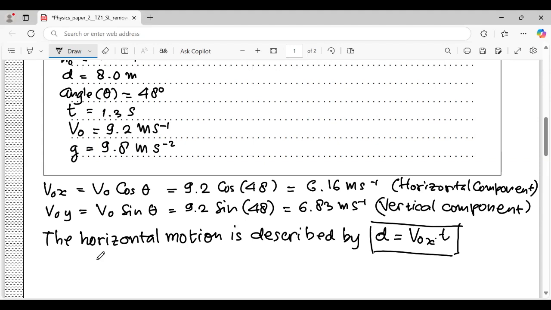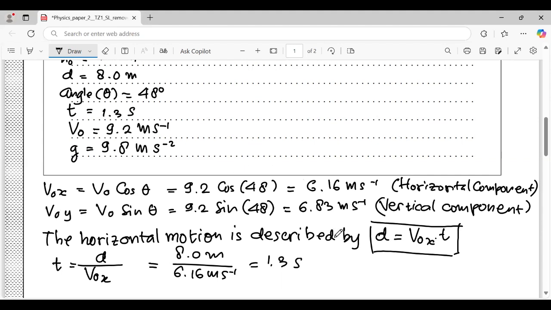Now, if t is the subject, we can rearrange this equation and it becomes t equal distance over v0x. The distance is 8.0 meters over v0x, which is 6.16 meter per second, and the result is 1.3 second.